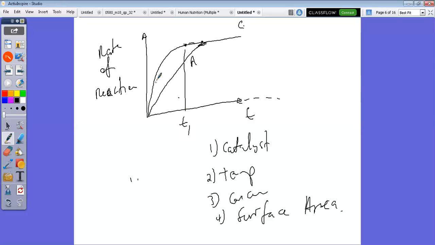Because the reactants have been used up, there's nothing happening. The rate of the reaction is now constant because the reactants have been used up. And this reaction A is only stopping there, at T2. So A takes longer than C. Are we together? Yes, sir.